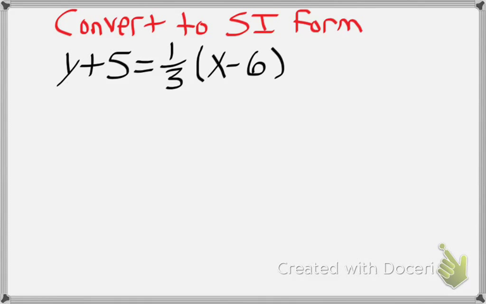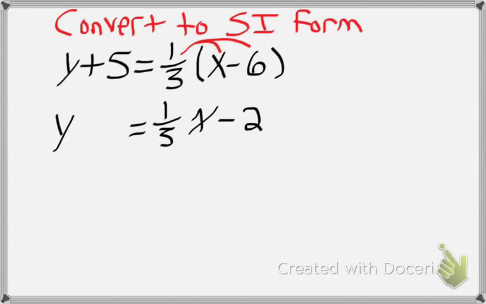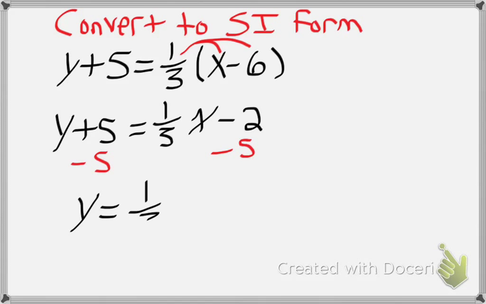Alright, let's convert this to slope-intercept form. Step 1, distribute your slope. If you do that, you'll have 1/3 x, and then 1/3 times 6, well, that's 2, and it's positive times negative, so it's negative. On the left side, you still have y plus 5. Now, to get y by itself, we need to get rid of the plus 5. So we subtract 5 from both sides, and we're left with y equals 1/3 x, and on the right side, -2 minus 5, well, that's -7. We're all done. That's slope-intercept form. We have our final answer.